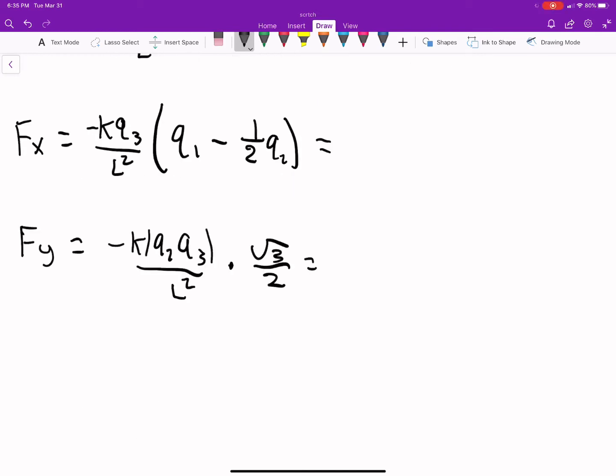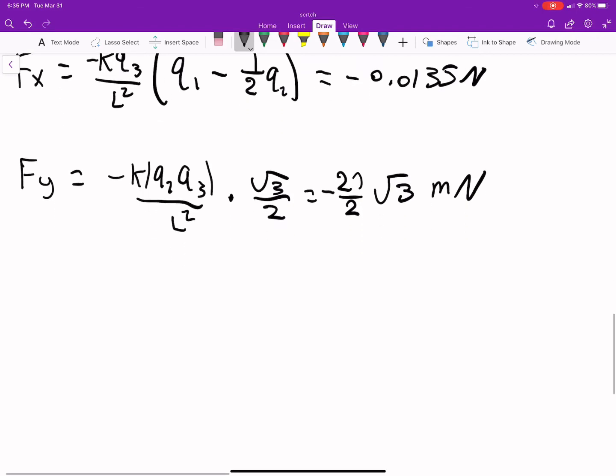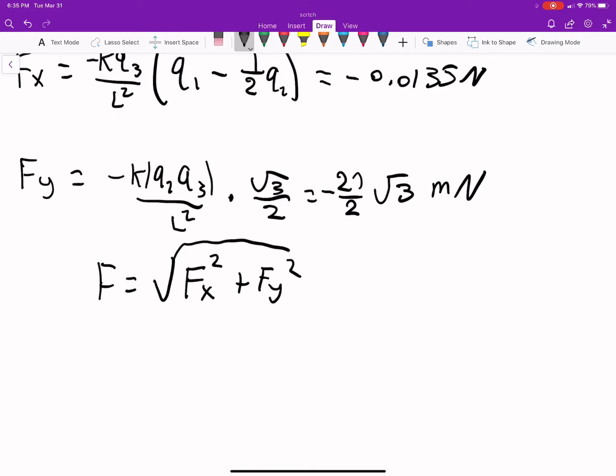Let's add a little bit of light. So I didn't want to waste your time while I was chugging in the numbers here. But you should get, for this one, minus 0.0135 newtons. And for the other one, if you plug that in, you should get minus 27 over 2 root 3 millinewtons. So then all we have to do, if we want to find the magnitude of the force, now that we know this, we can say that your force is going to be equal to the square root of Fx squared plus Fy squared, right? We've done this before. And if you plug this in, you should get 27 millinewtons.